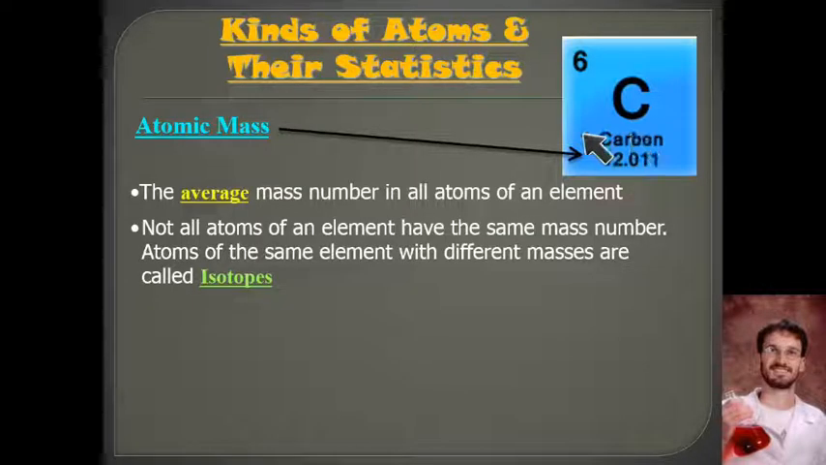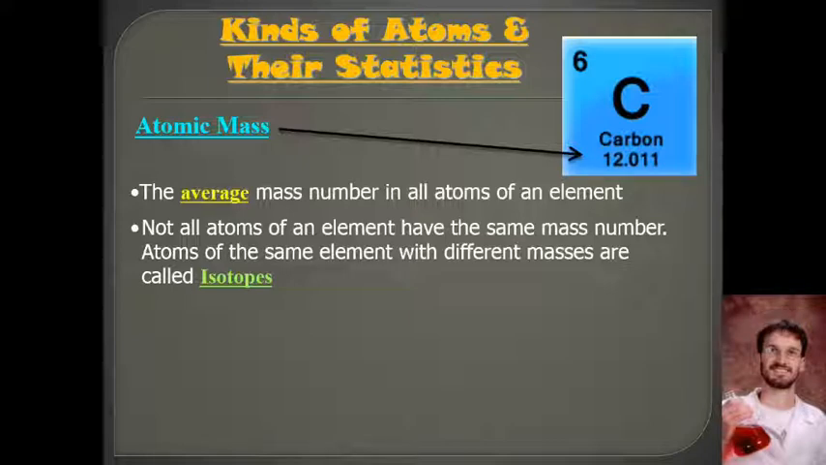So let's just round this off to the nearest whole number. So we'll say it's 12. If that's 12, and we know 6 of them are coming from the protons, then how many neutrons are there? Well, there's another 6. 6 plus 6 is 12.